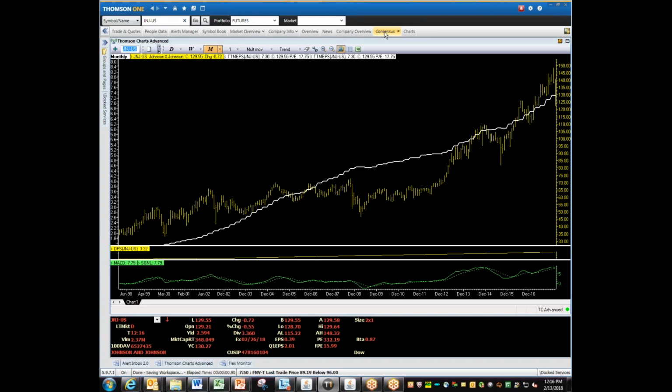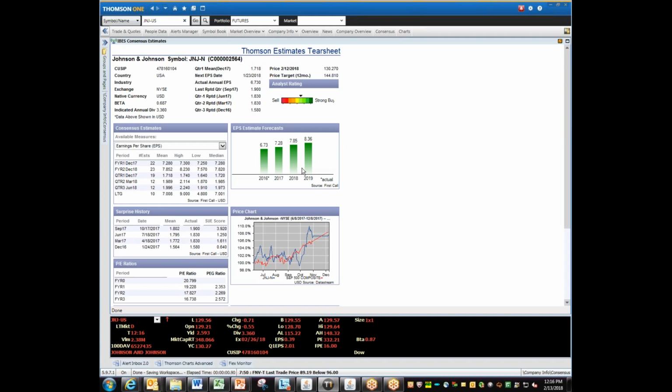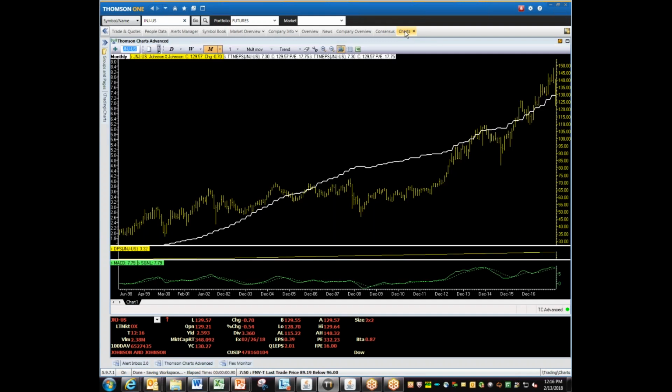And by the way, let's look at the earnings estimates here. You can see that in 2018, the earnings estimates are supposed to go up from 728. They should go to 785, and then to 836. So that's the kind of scenario you like. So that's what you're looking for.